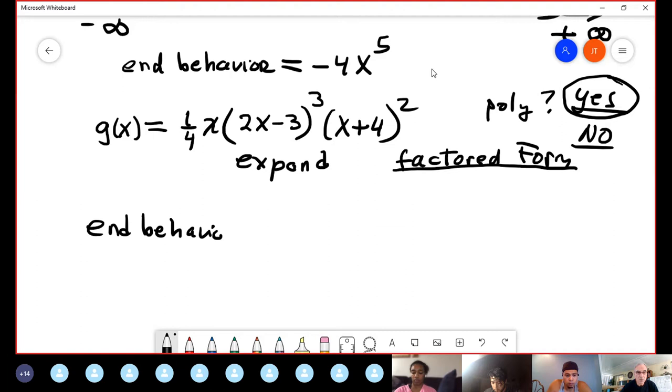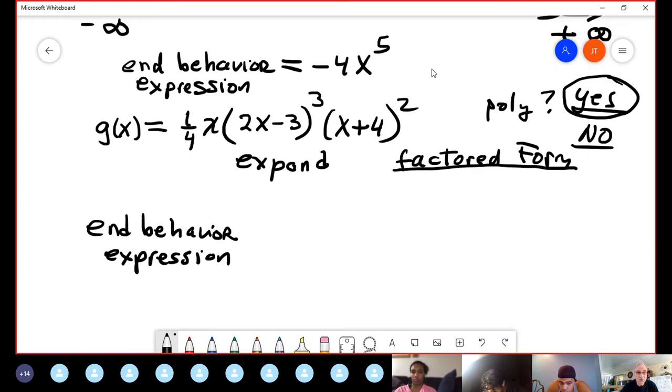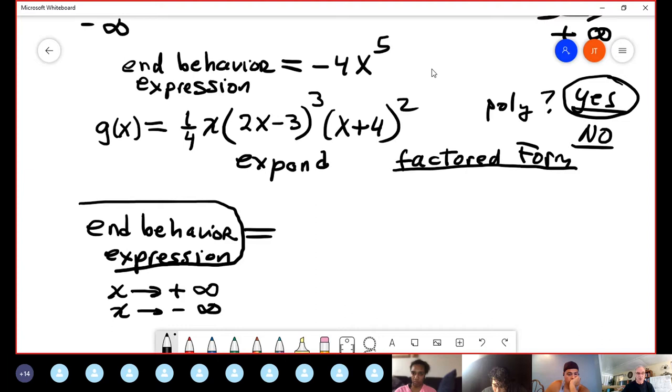What is the end behavior expression? It characterizes this polynomial. What do you think? I want to hear opinions. Remember the end behavior: you think of x as a huge positive or a huge negative number. This is the idea for the end behavior. You're plugging in a huge number. So what is the end behavior?